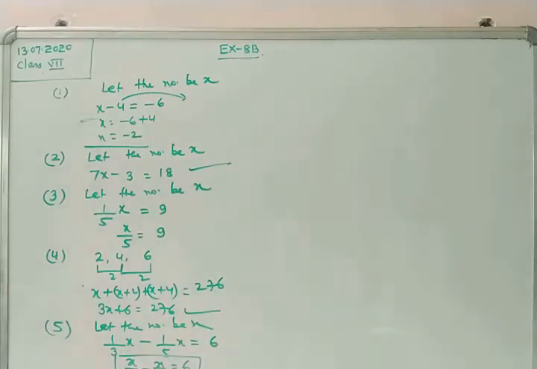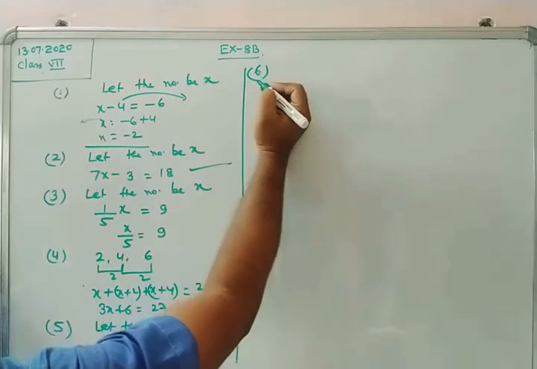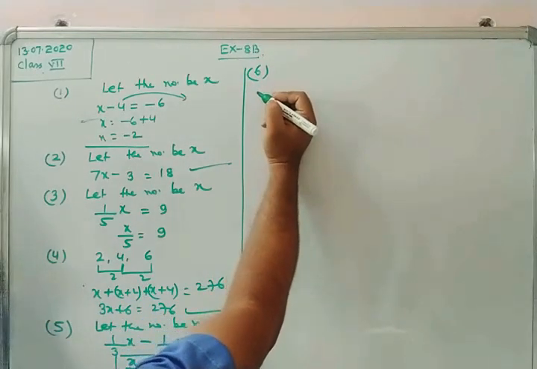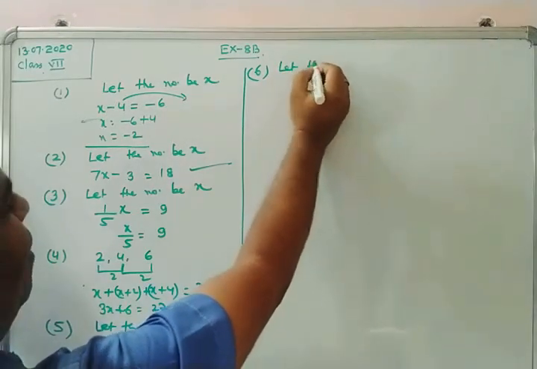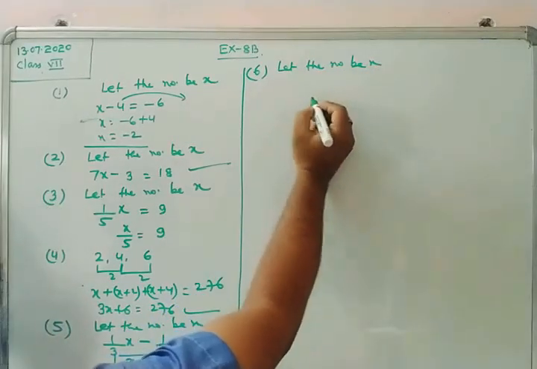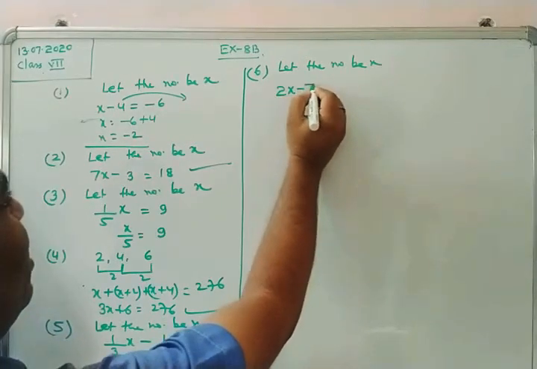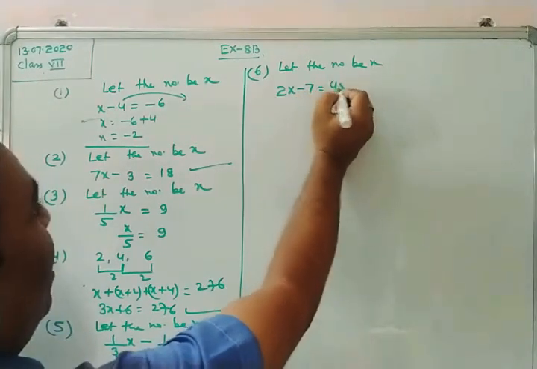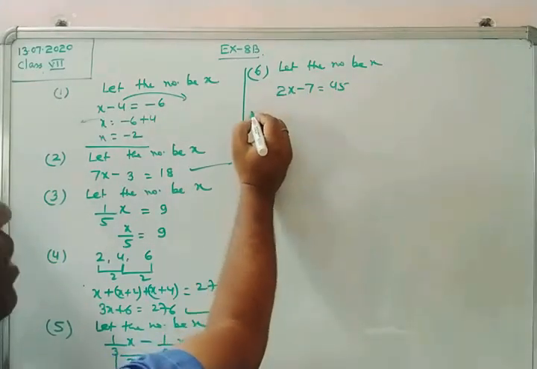Okay, students. Now moving on to question number 6. What is in question number 6? Let's see. Twice a number decreased by 7. Again, let the number be x. Twice the number, that means 2 into x. Decrease means minus 7 equals 45. Further solution will be done by you. Okay, students?